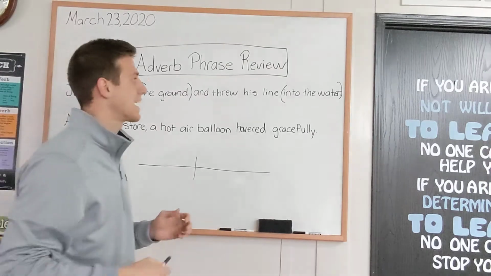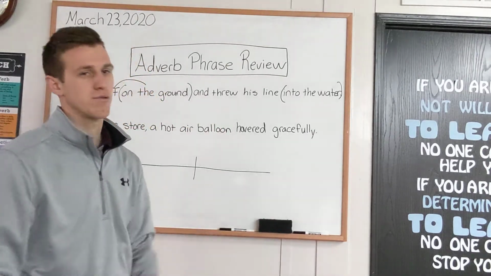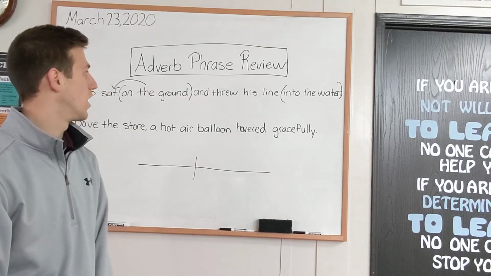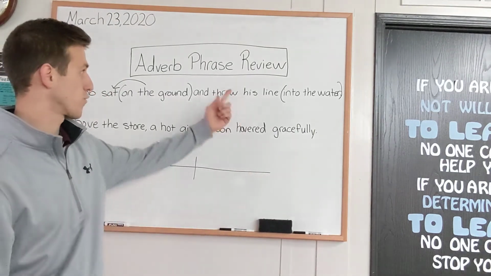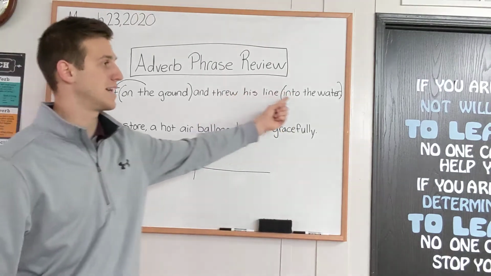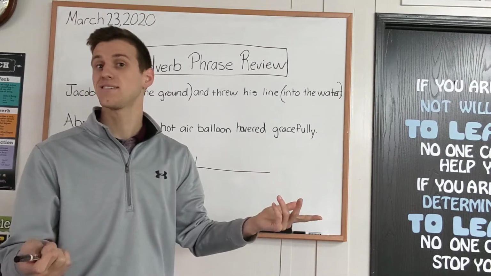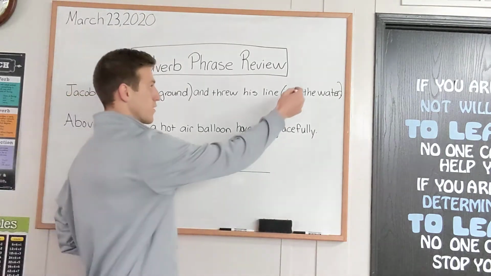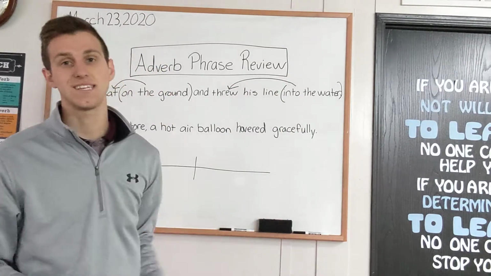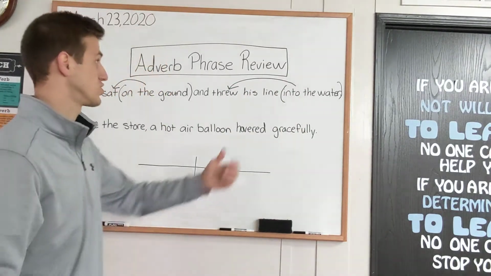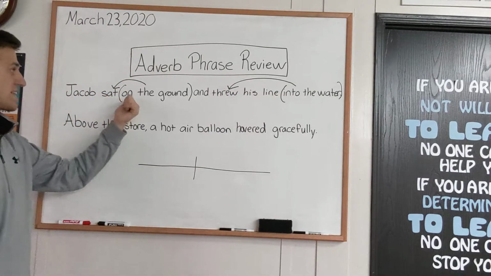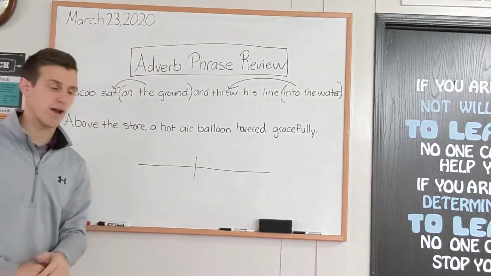And threw his line into the water. So what verb do you think that this prepositional phrase could be modifying? Threw is our verb. So what if we say our verb and our prepositional phrase together? What if we say threw into the water? Does that make sense? Yeah, it makes sense, right? So we know that our prepositional phrase is modifying this verb, and that this is an adverb phrase because it answers the question where. Where did he throw it? He threw it into the water. Where did he sit? He sat on the ground, all right?